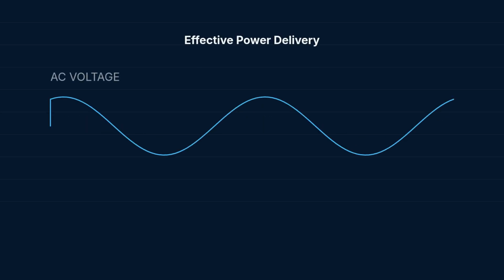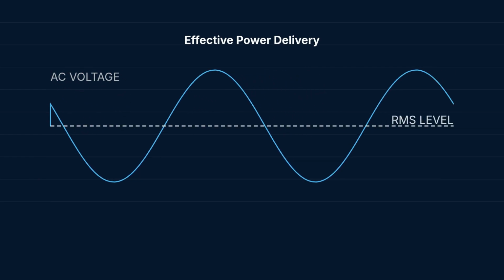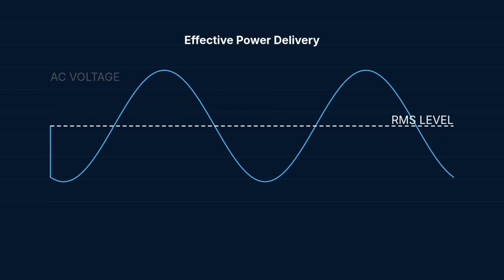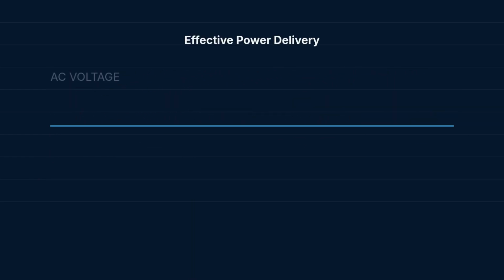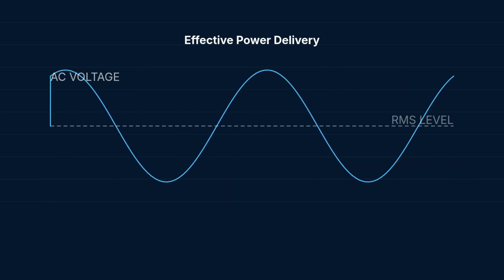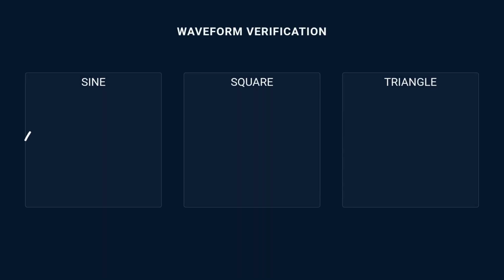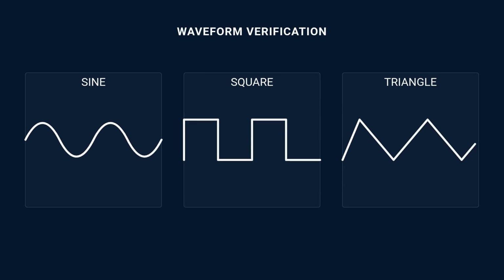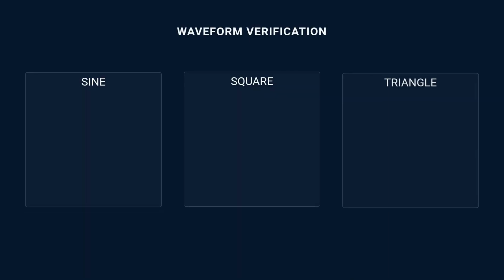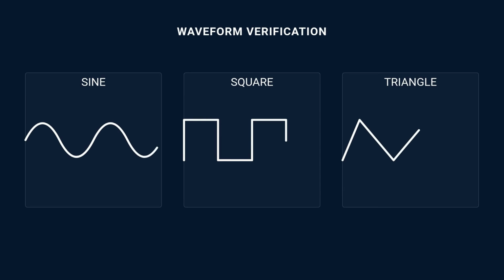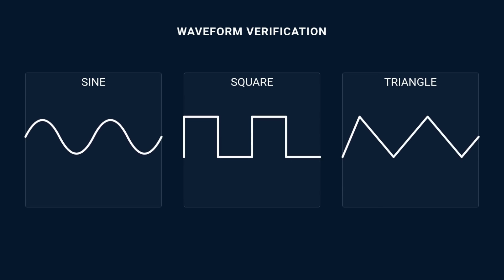This RMS value represents the equivalent DC voltage that would deliver the same power to a resistive load, crucial for power calculations and component selection. One critical insight: always verify your waveform type before calculating. Applying sine wave formulas to square or triangle waves will produce significant errors in your power calculations.